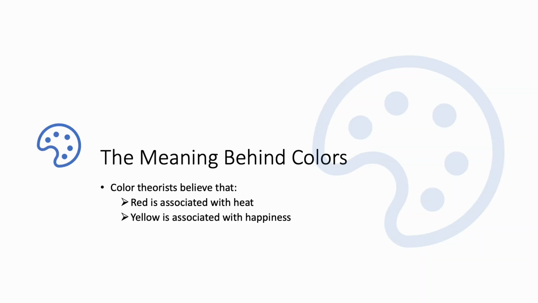Now, color theorists believe colors carry powerful meanings. For example, red is often associated with heat, energy, and excitement. Yellow tends to evoke feelings of happiness, optimism, and warmth. These associations help brands connect emotionally with their audiences through color choices.